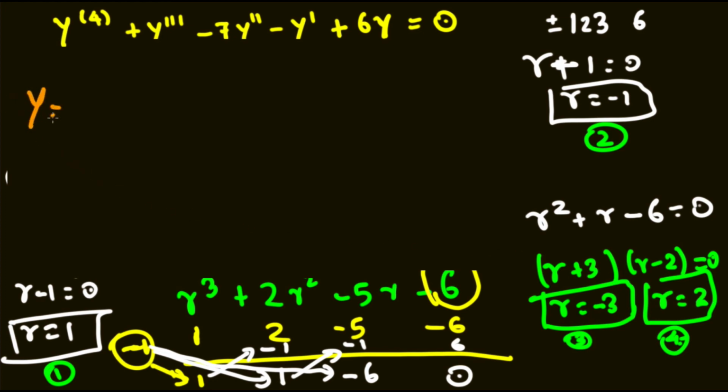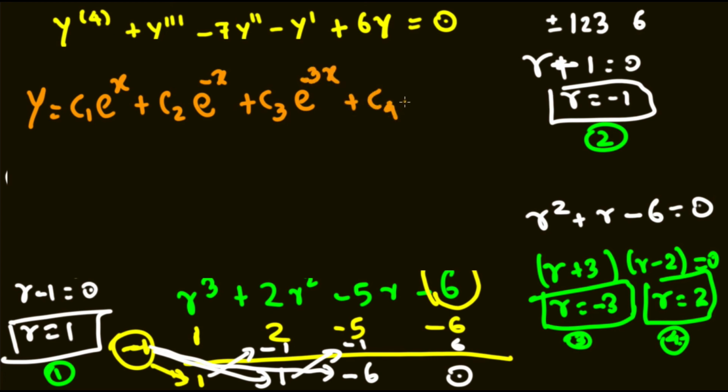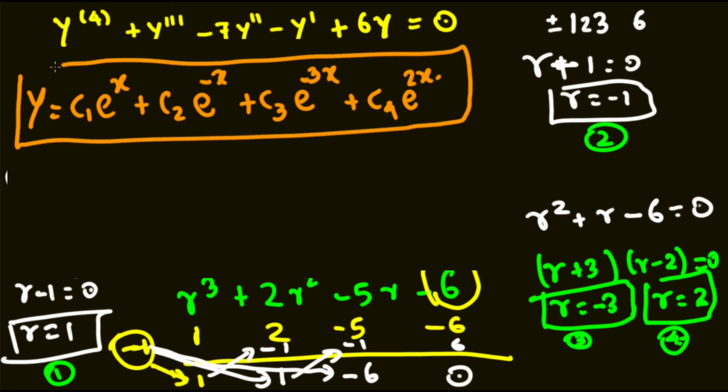So the general solution of this differential equation is going to be c1, the first term is 1, e power x, 1 multiplied by x, that's going to be just x, plus c2 e power negative 1 multiplied by x, negative x, plus c3 e power negative 3 multiplied by x, negative 3x, plus c4 e power 2 multiplied by x, 2x. So this is going to be the general solution for this differential equation.